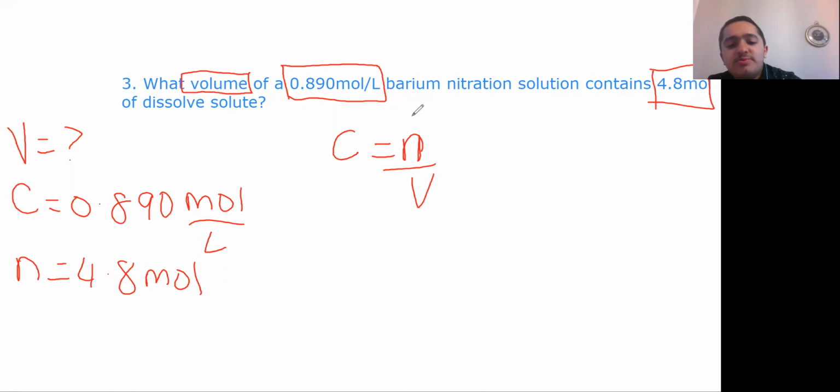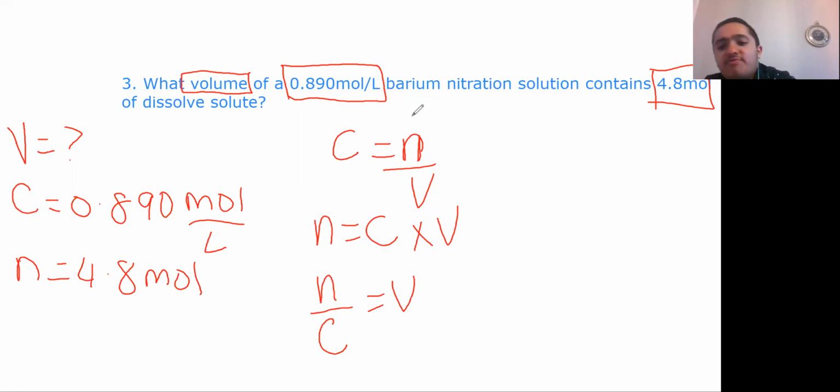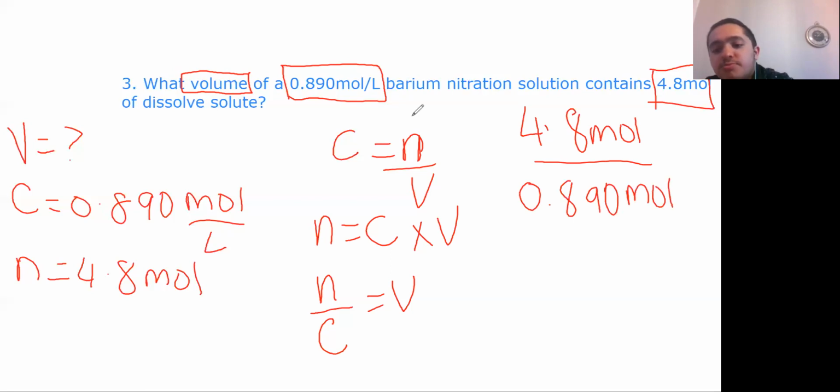So when we do the manipulation, we get N is equal to C times V. Now we need V by itself. Let me undo this. Sorry. So when we need V by itself, we do N over C is equal to V. So N is 4.8 moles over 0.890 moles per liter is equal to V. So what do we get as V?